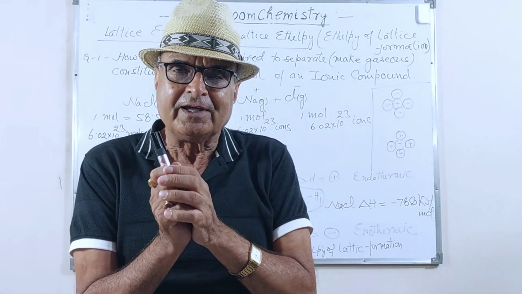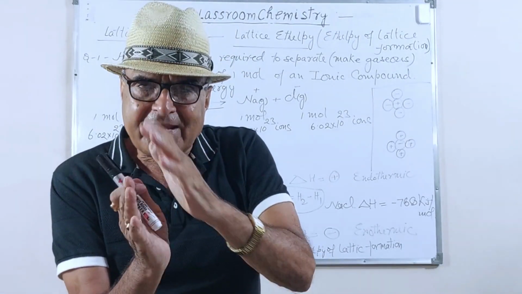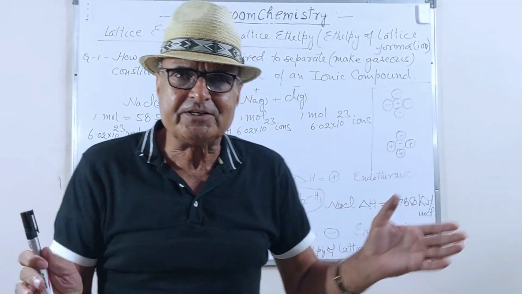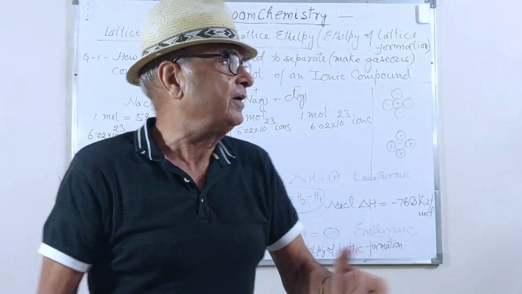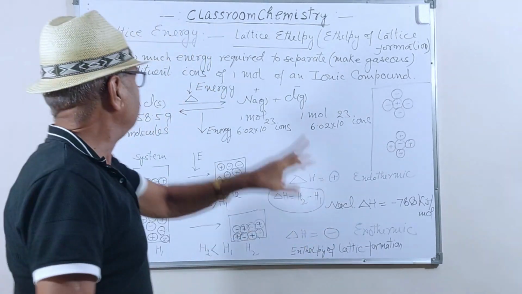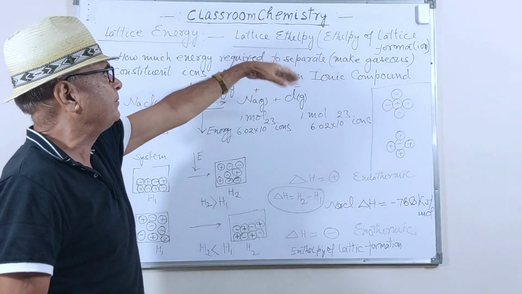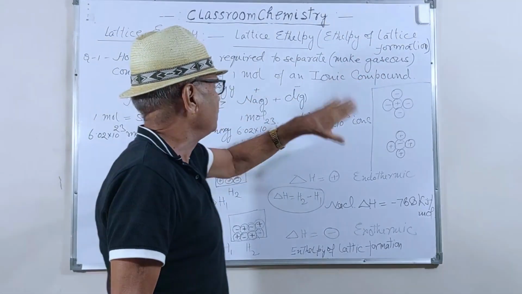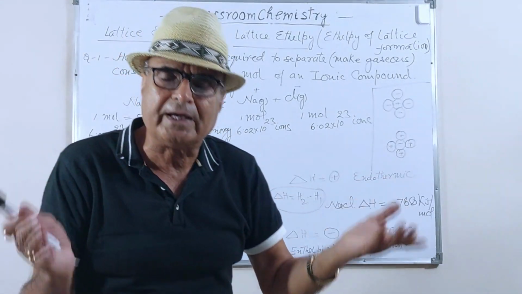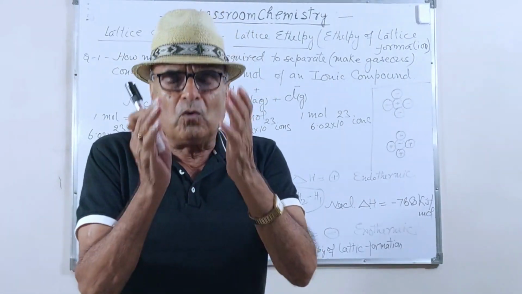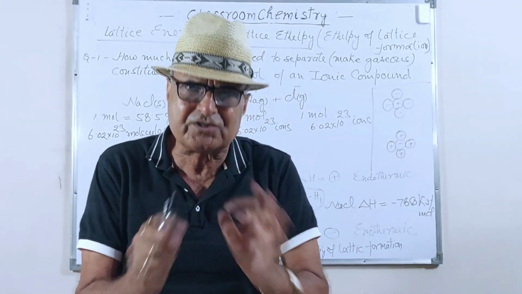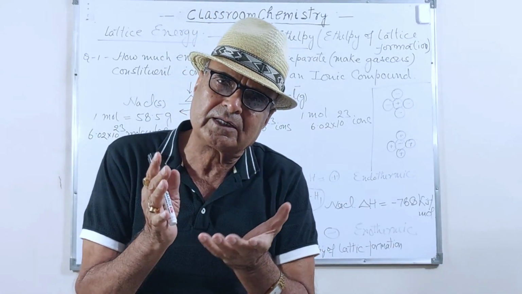This question has several technical terms, so first of all I will explain these chemical terms. The first is ionic compounds. Lattice energy, lattice enthalpy or the enthalpy of lattice formation are all related to ionic or electrovalent compounds. You can say lattice energy is related to the formation of a crystal.